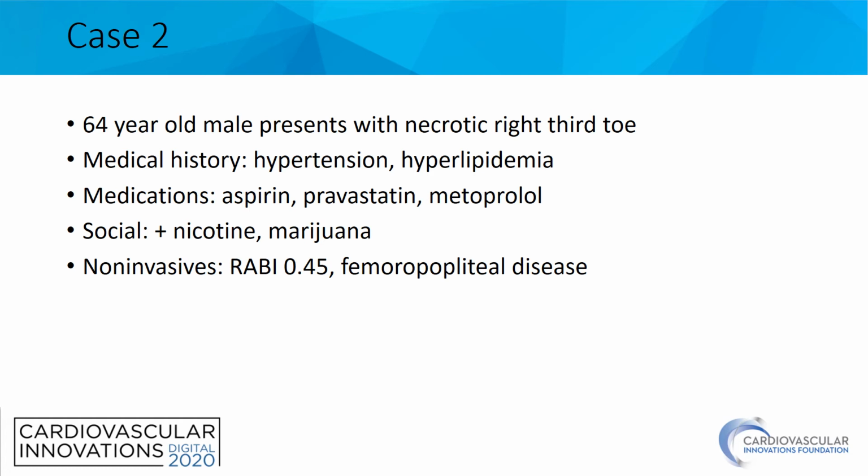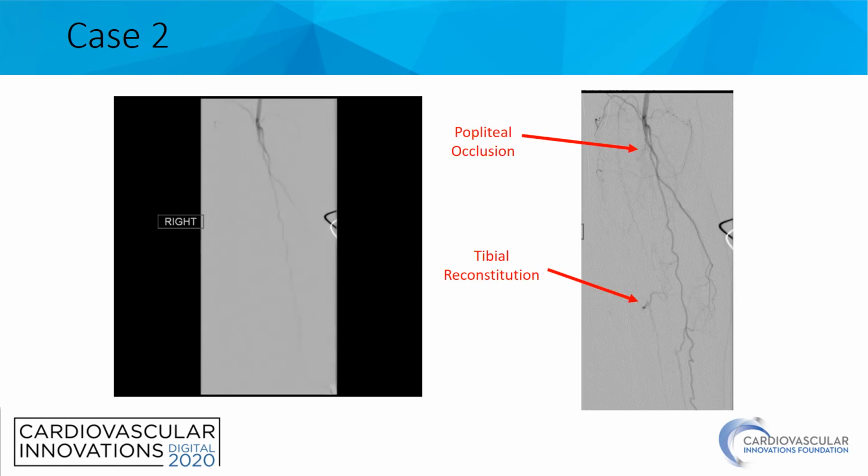Second case is a 64-year-old male who presented to us with a necrotic right third toe. He had the usual comorbidities of hypertension, hyperlipidemia, and was on good medicines for his peripheral artery disease. He unfortunately continued to smoke. His non-invasive studies showed an ABI on the right side of 0.45, and waveforms were consistent with femoral popliteal disease.